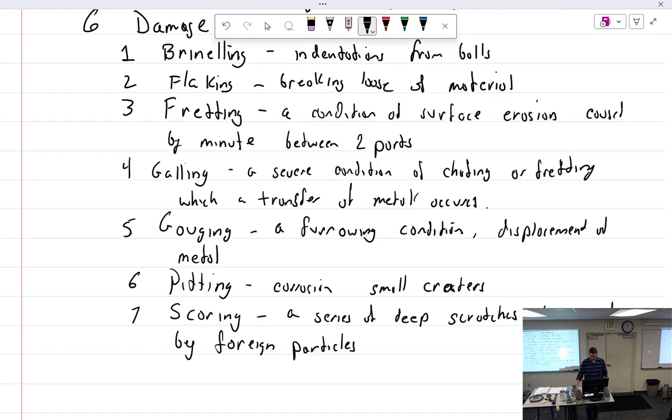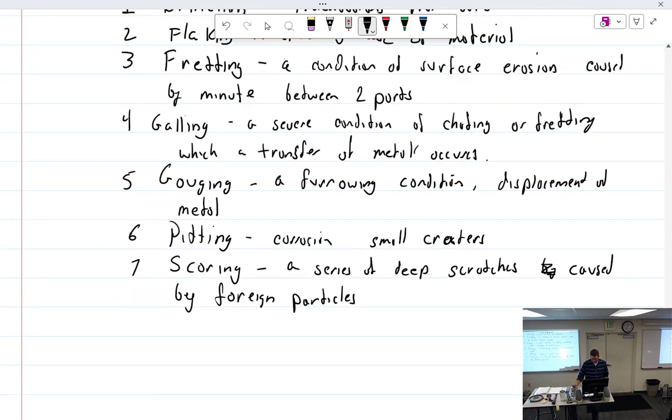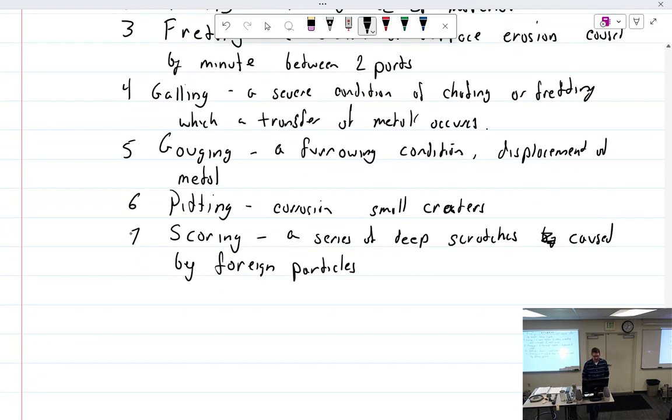Rejectable damage. Thing is, damage. All right, I think we're good with that. Now we can move on.